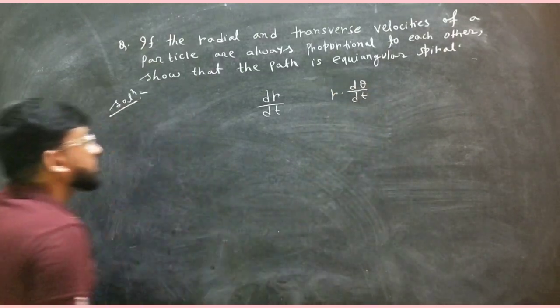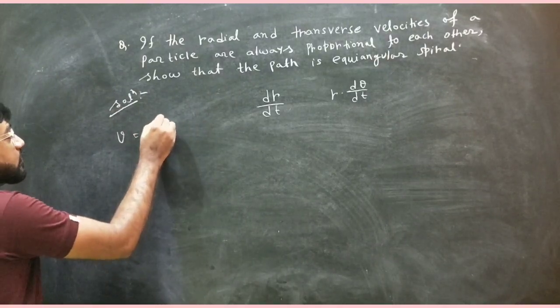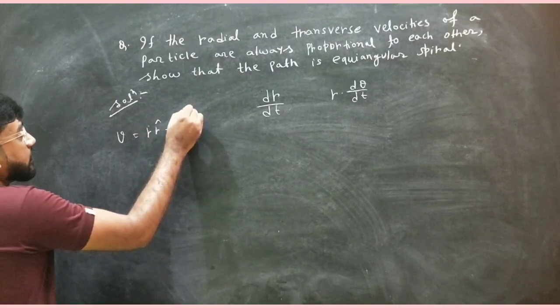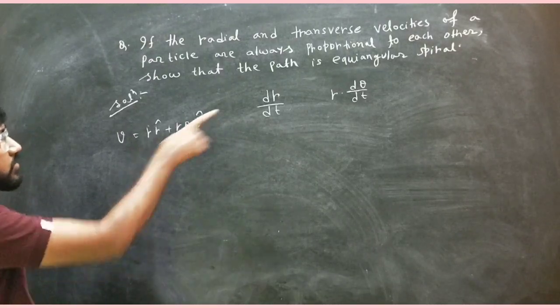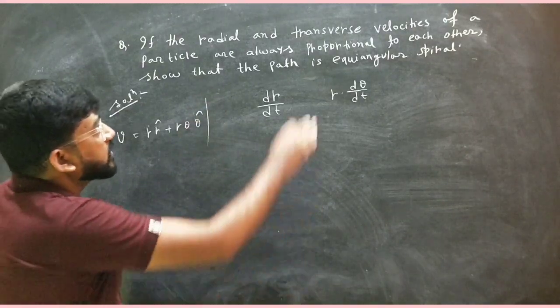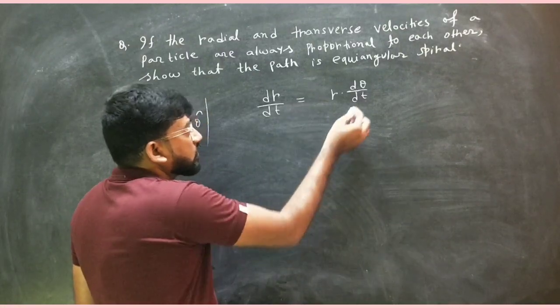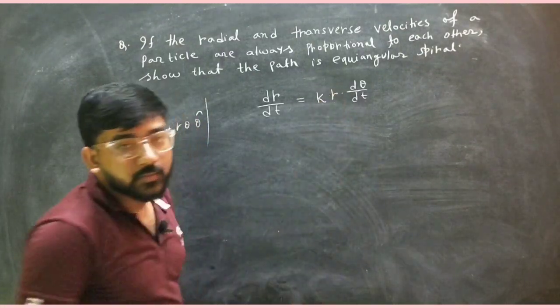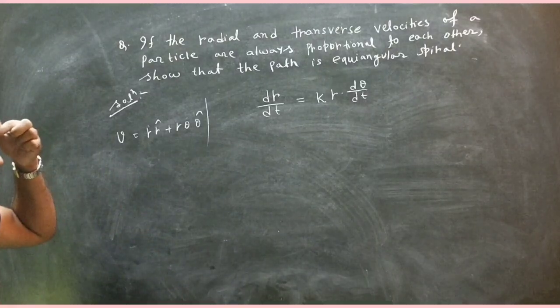Because you know from the velocity expression in the plane polar coordinate system, that is r dot r cap plus r theta dot theta cap. So r theta dot means r into d theta by dt, and r dot means simply dr by dt. What is given here? These two are proportional to each other, so this will be equal with a constant k, a proportionality constant. So our expression is dr by dt equals k r into d theta by dt.